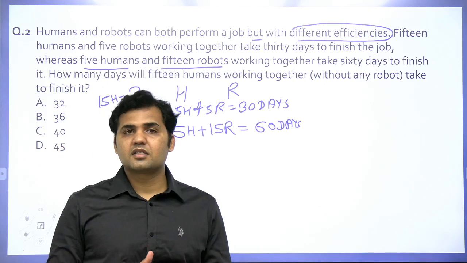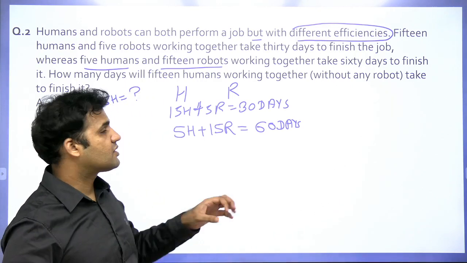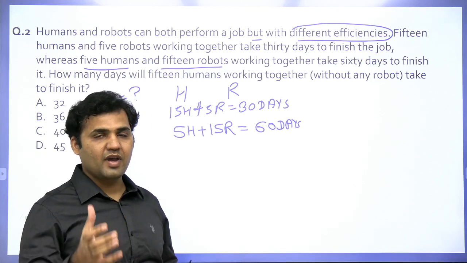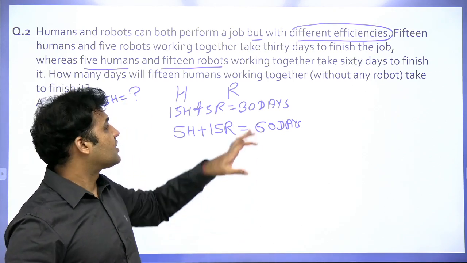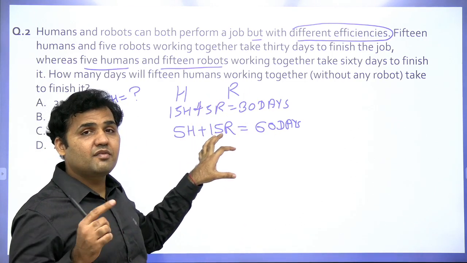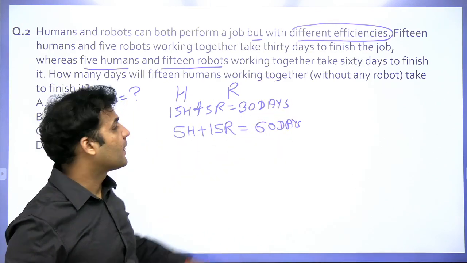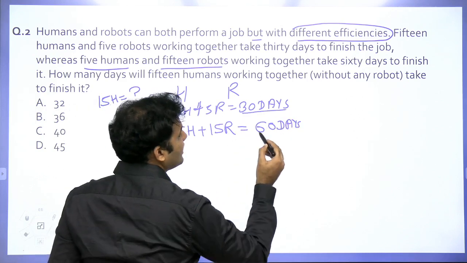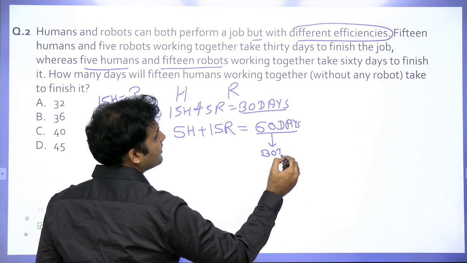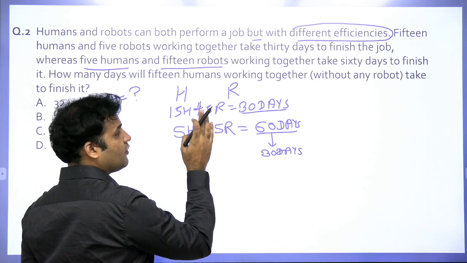Whenever you get a question where persons of different efficiency are working, what you try to do is try to find out the relationship of efficiency. This is a standard approach for every question that you come across. Try to find out the efficiency relation, and the efficiency relation can easily be obtained if you try to make the same time. Now guys, here it is taking 30 days, here it is taking 60 days. If I want to reduce this time to 30 days, what I'm trying to do is to find a relationship between efficiency of humans and robots.